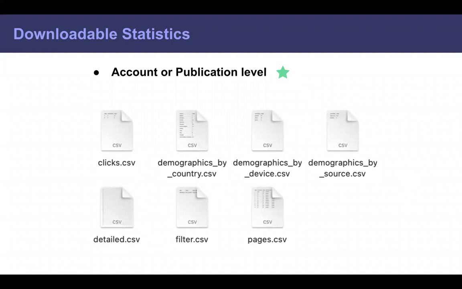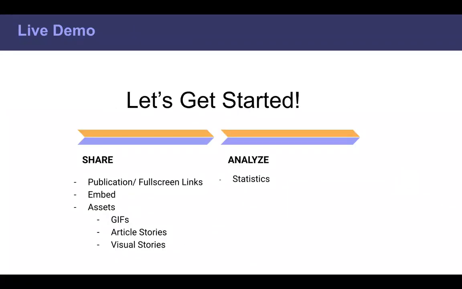So on here you can see this one is on a publication level. You can also download statistics for the entire account of yours, as well as for each publication. The publication level is a bit, again, more granular, because we also show you how all the pages are performing and how your links are performing.